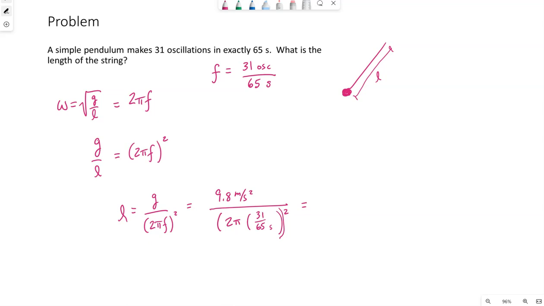So we have 2 sig figs, so I will round this to 1.1. Our units are meters, and you can see that by following the units in the problem. The seconds that we are squaring now in the frequency are canceling out with the seconds squared in g, and that leaves us with meters.